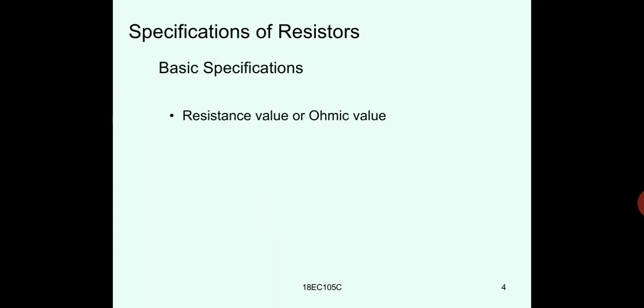Now let us see some basic specifications of the resistors that are minimal required for any application. First one is the resistance value or the ohmic value, then the power rating or the wattage of the resistor, and the tolerance of the resistor.